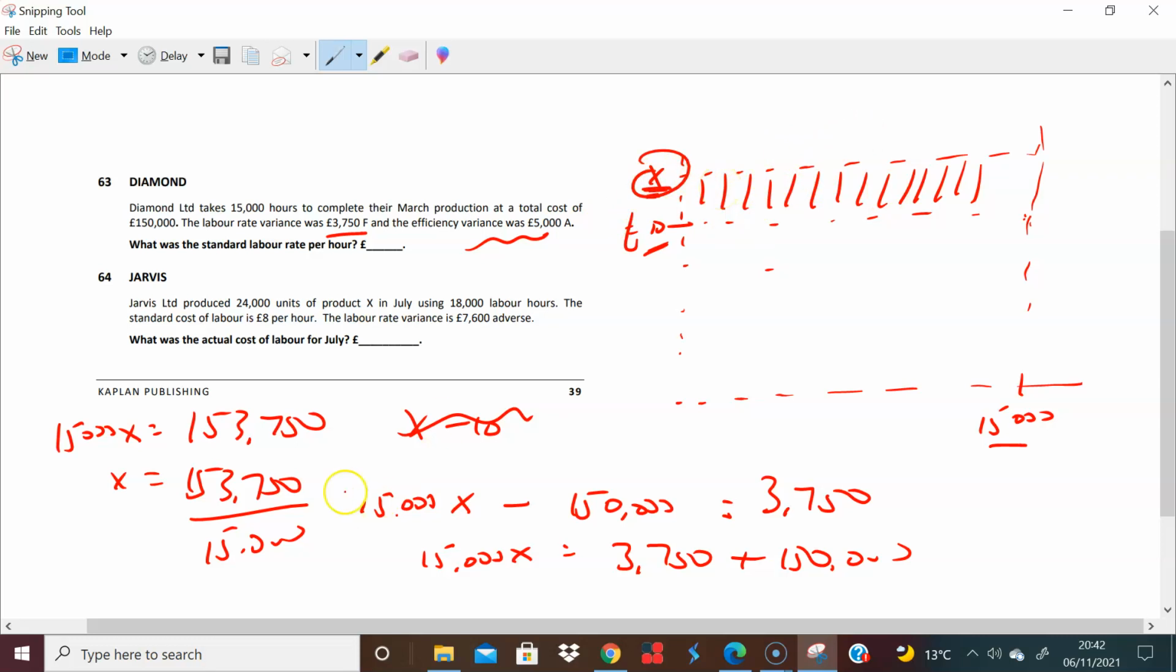So 153,750 divided by 15,000 gives you £10.25. So the standard labor rate is £10.25, right? But you've done better, haven't you, by doing that less there. So, like I say, there are a number of ways of thinking, but I thought this was a fast way to do it. You could have done the x minus 10 times 15,000 is equal to 3,750. That's one thing you could have done. And that is question 63.